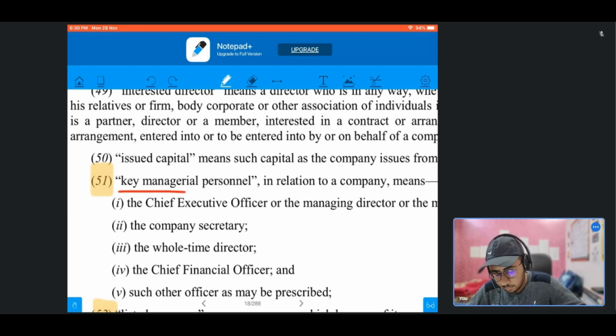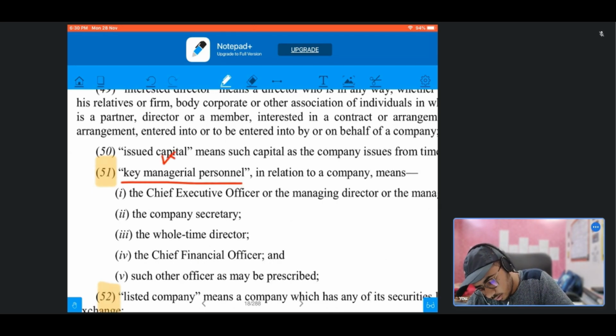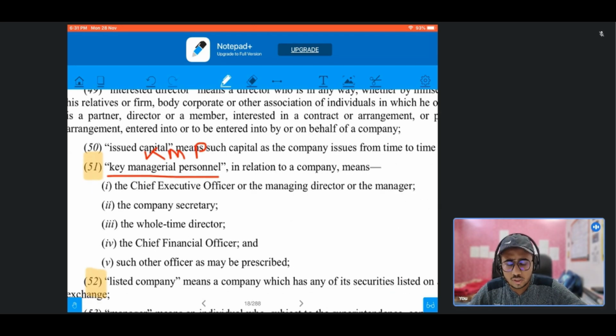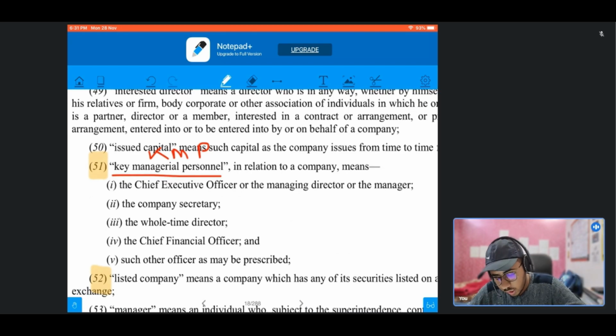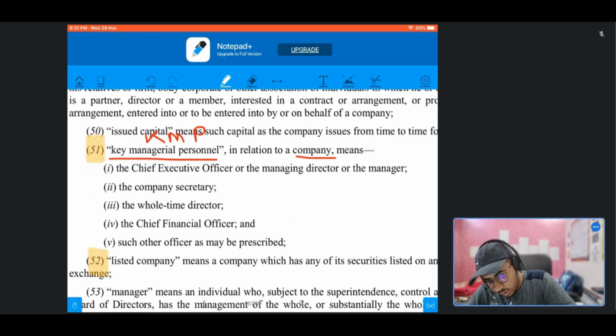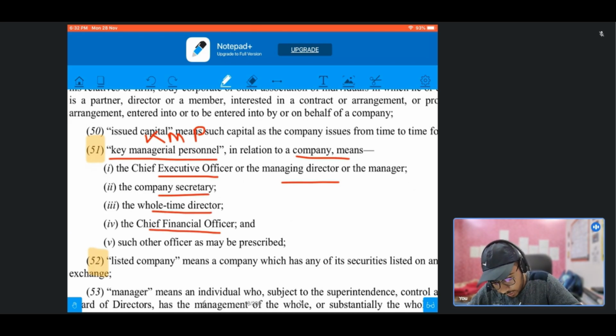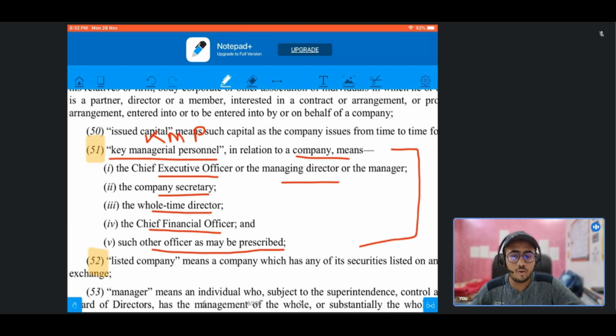We are heading towards our next subsection, which is of key managerial personnel, or we can call it KMP. In general, KMP means any person who is at a higher authority in a company, but as per the definition of law, KMP in relation to a company means the CEO or the MD, Managing Director of the company, Company Secretary, Whole Time Director, Chief Financial Officer, that is a CFO, and such other officer as may be prescribed by the rules. So these persons are prescribed by the law as the KMP, the key managerial personnel of a company. This was a very straightforward subsection.